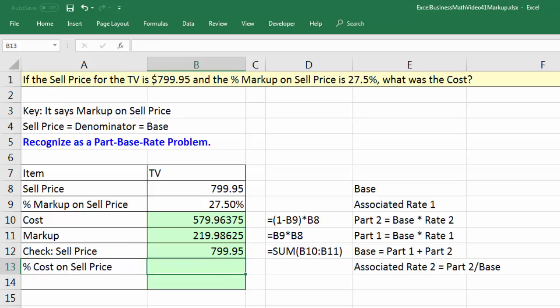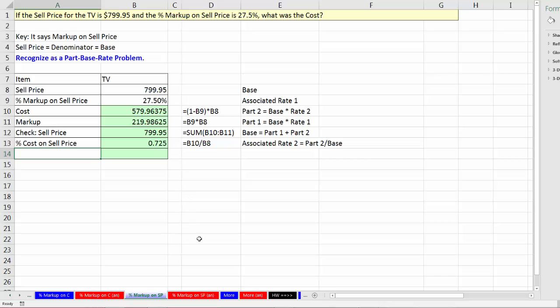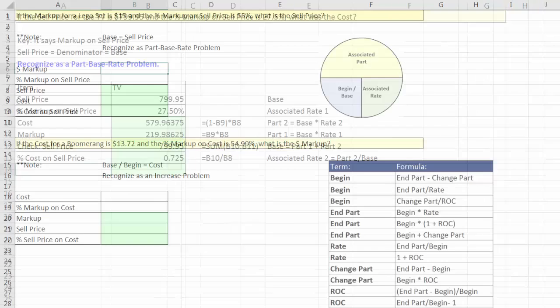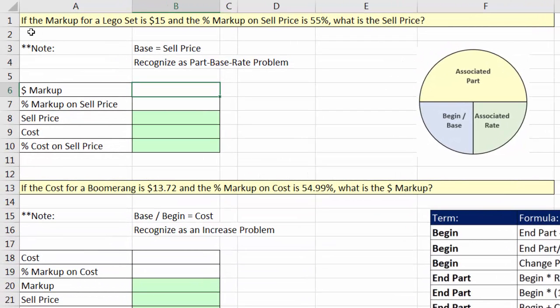Now, up here, we were given percent markup, but we can calculate percent cost on our base, which is sell price, equals, and there is the cost divided by the base. It better give us exactly 72.5%. And it does. All right, let's go over to the sheet more, and we have two more problems to look at. Now, here's our third example.